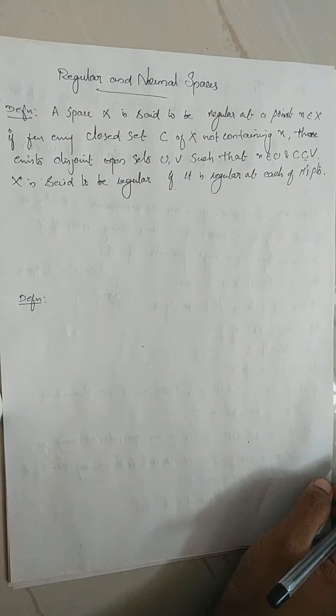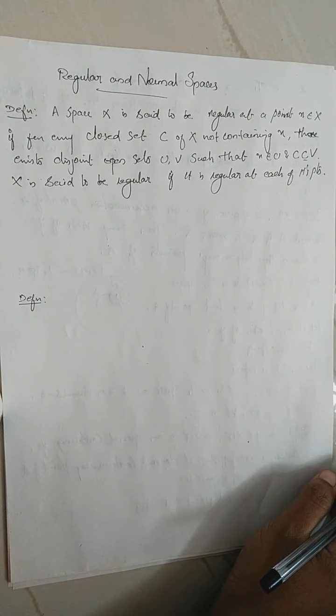Which deals with regular and normal spaces. Okay, first we will see the definition. What's a normal space? So first we will discuss what is a regular space. So regularity is a property of a space which is defined at a point.